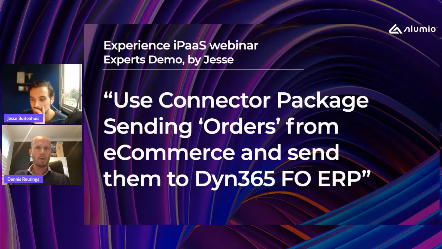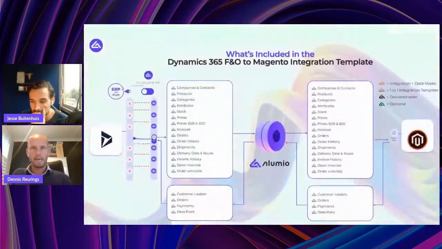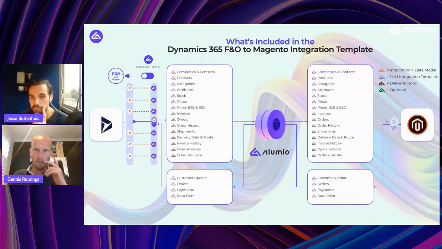In this topic, we will show you how to make an integration using Alumio's connector packages. First of all, to explain in simple words, Alumio's connector packages are just a safe set of pre-configured mappers and transformers, as you have shown in the previous section by Jesse. These connector packages make it easier and faster to kickstart your integration. In the next topic, Jesse will show how the order from the e-commerce is being sent to the Dynamics 365 ERP.